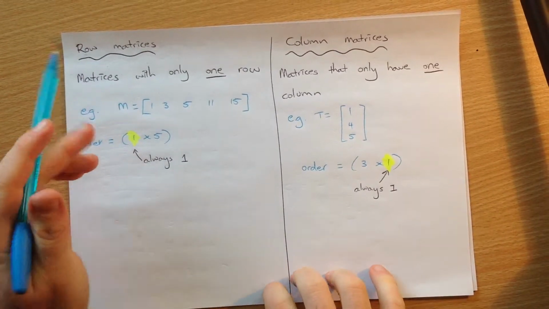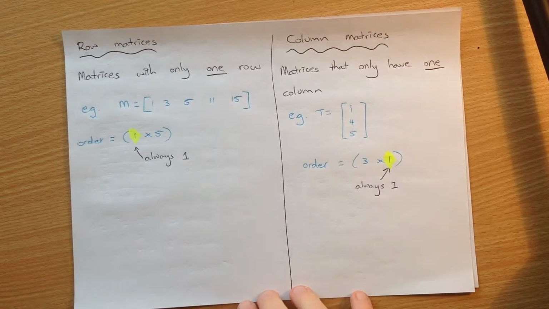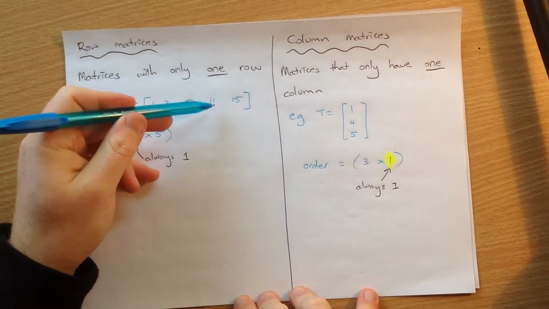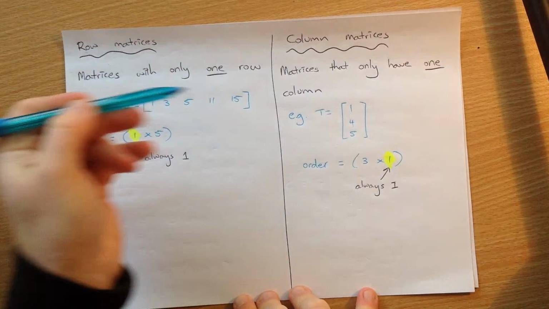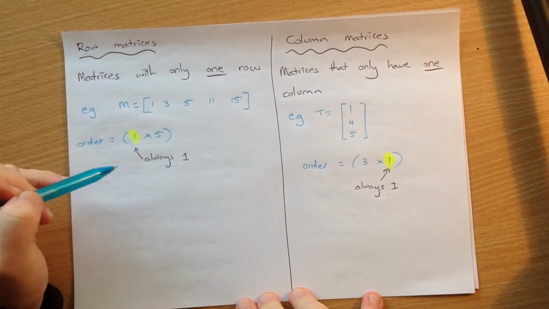I've just called this one M. It doesn't have to be M if it's going to be a row matrix. I've just picked a random letter for us instead of A. So here's my row matrix, and it doesn't matter how many go this way, just one row. So here we go. The order is 1 by 5 in this case. So that always has to be 1.